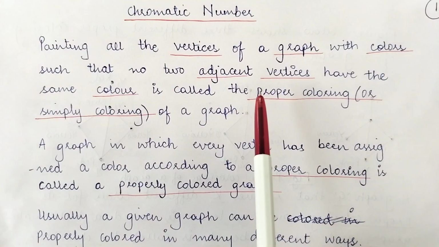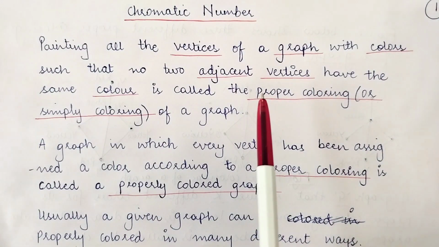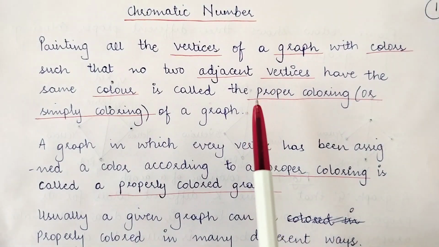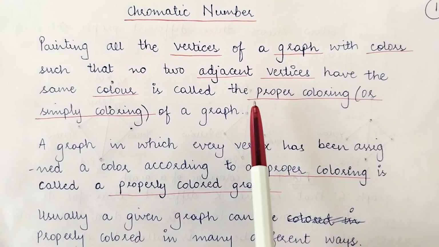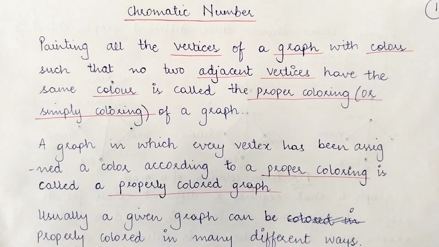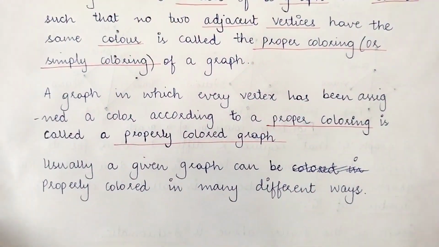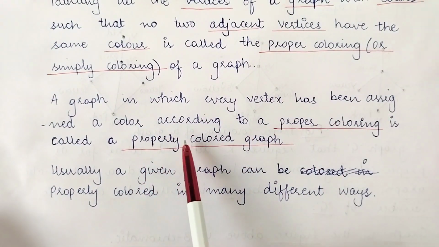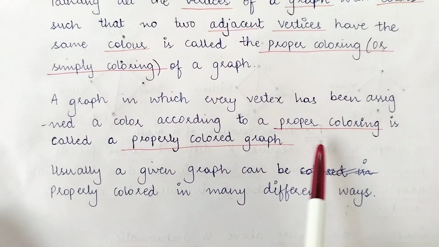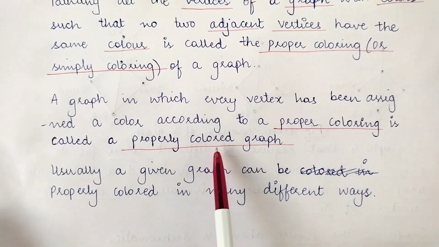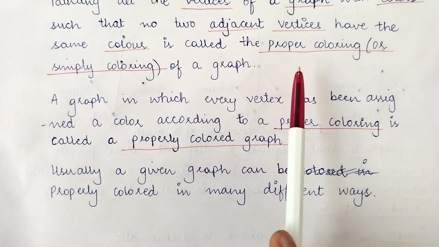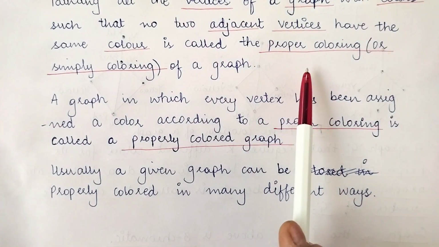This means that any two vertices can have the same color if they are not adjacent. So colors can be repeated for vertices, but the only thing that we have to take care of is that the adjacent vertices should not have the same color. A graph in which every vertex has been assigned a color according to a proper coloring is called a properly colored graph.